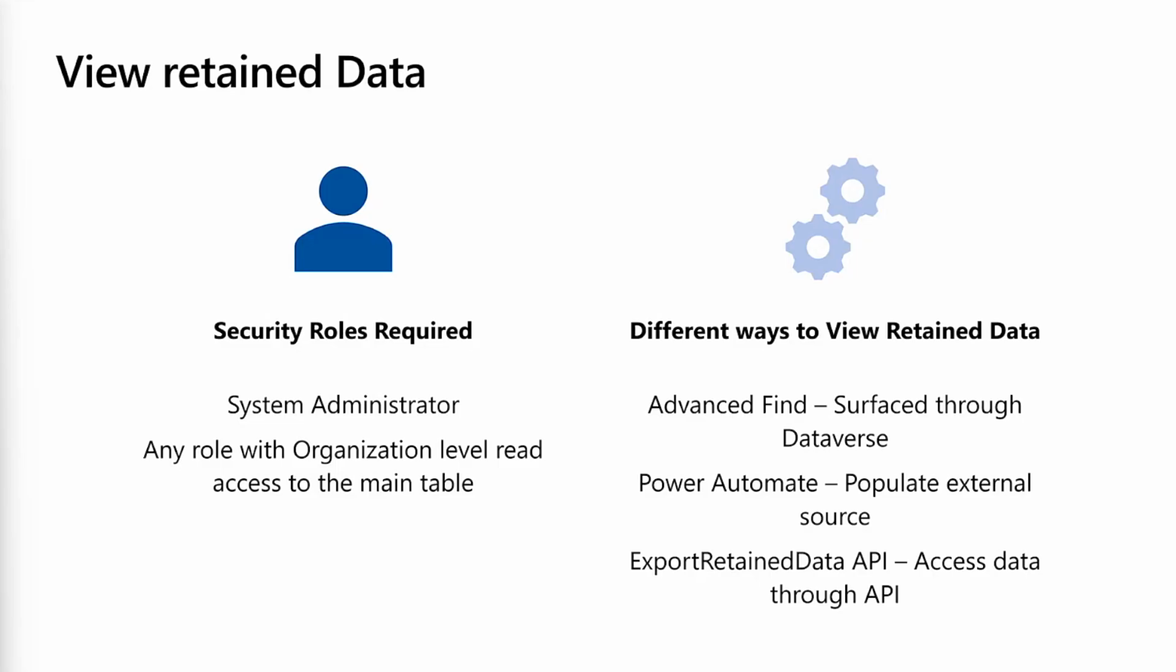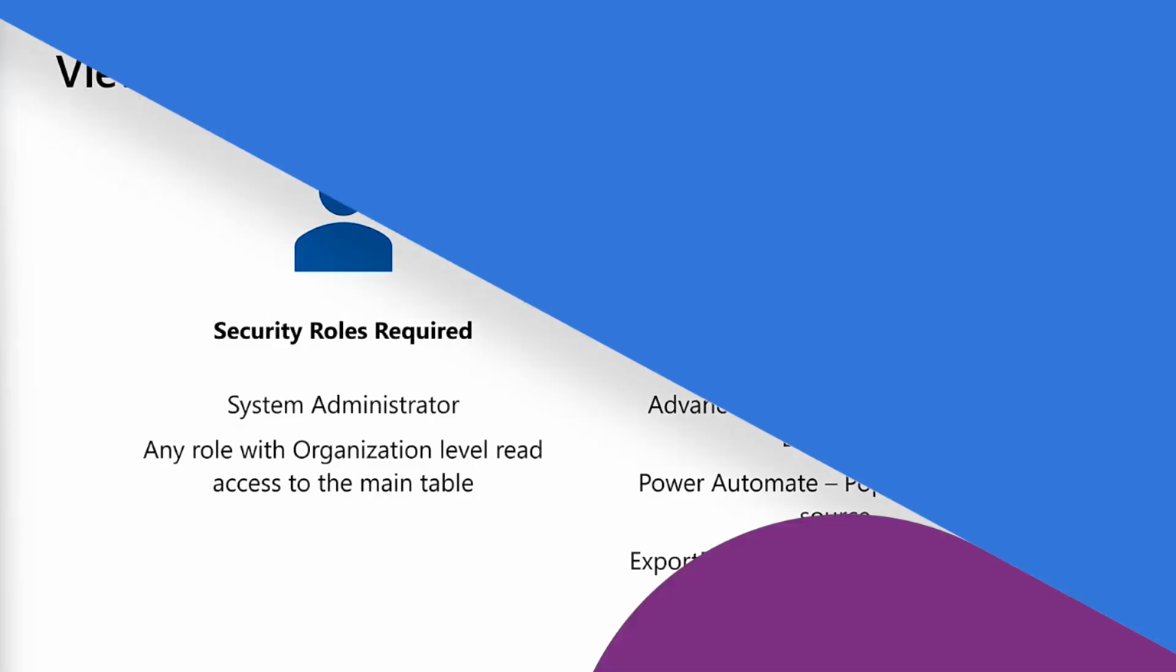Now, one thing from a best practice perspective that we need to be aware of, Power Automate can time out if you are exporting a very large data set like an attachment, which gets exported into base64. If you are exporting attachments using Power Automate, the timeout might occur, and in those scenarios, the recommended way is the export retained data. That's the message that we specifically built to access this data through API.